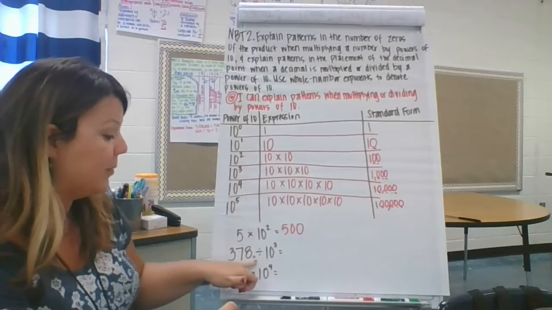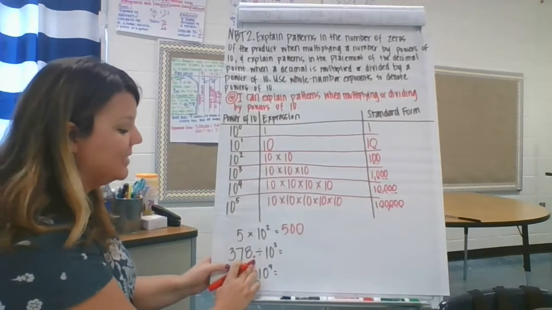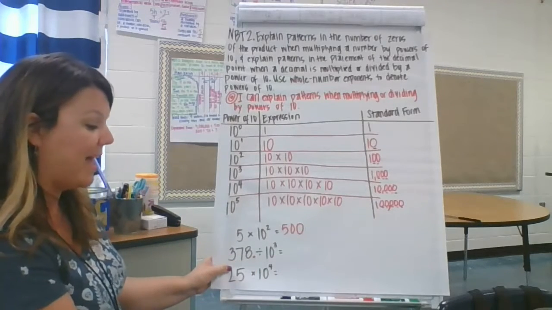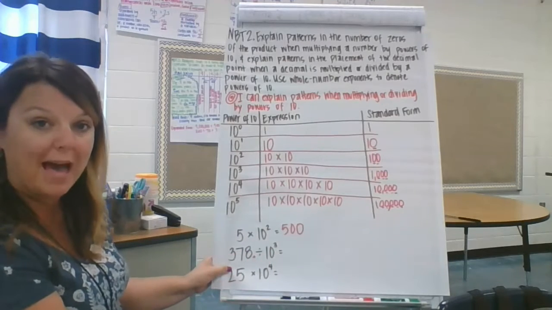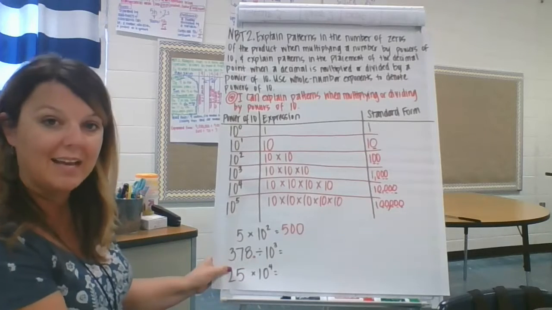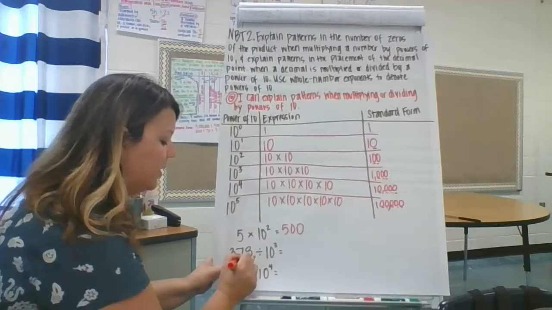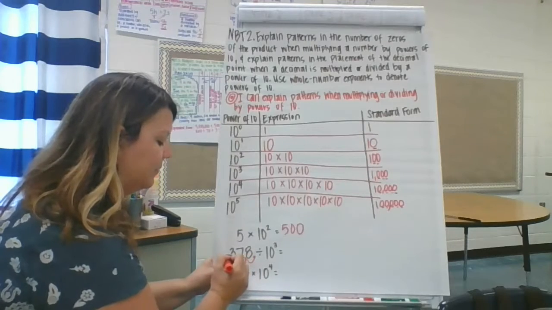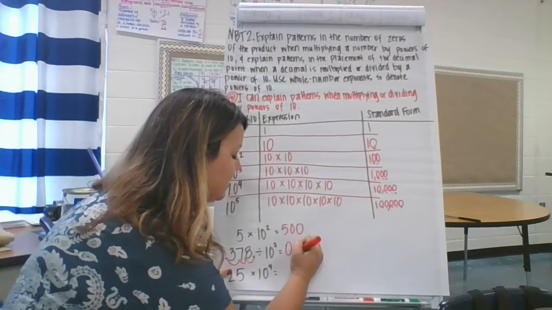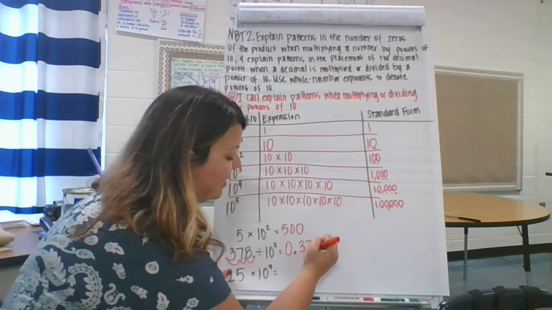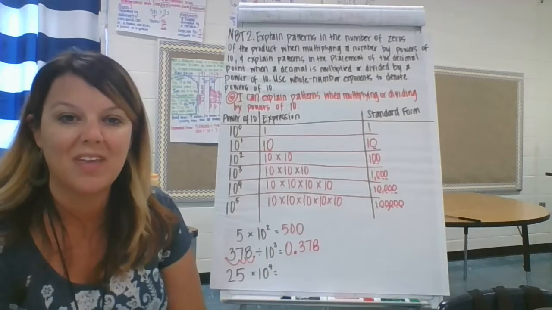So if you have a whole number and you don't know where the decimal is, it's at the end, like a period. So we're going to place the decimal behind the 8. And then I'm dividing this by 10 to the third power. That means I need to shift that decimal 3 places. 1, 2, 3. Okay. And my new number is 0.378. This decimal is read 378 thousandths.